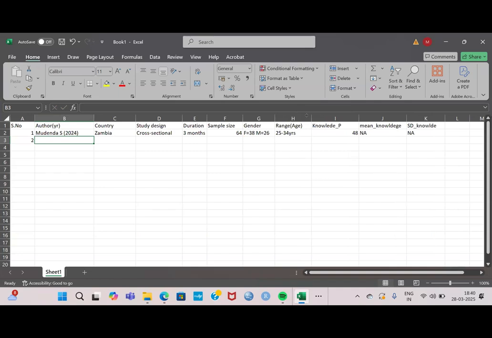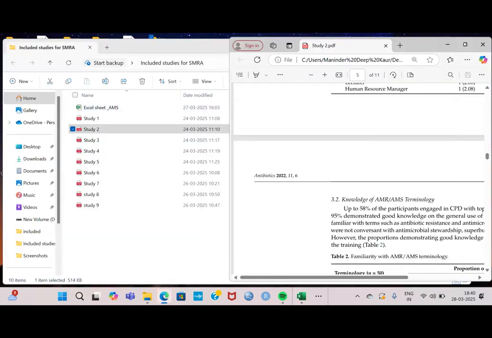And knowledge prevalence, so prevalence is 48 in the first study. If they have given the mean knowledge score, we can report here, or the standard deviation of that. So let's do the second data extraction.